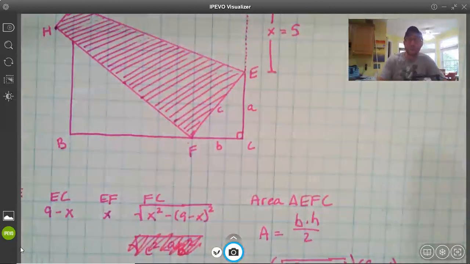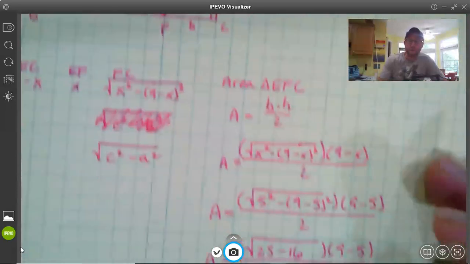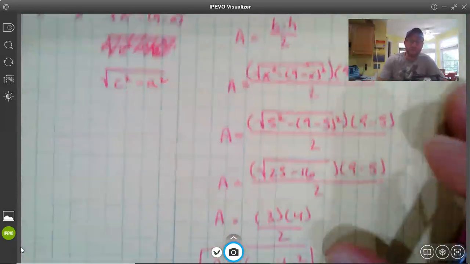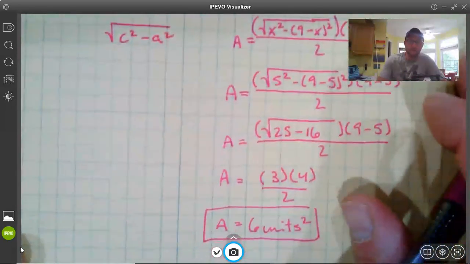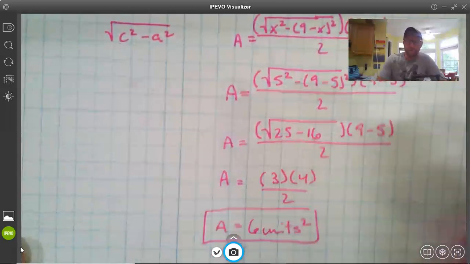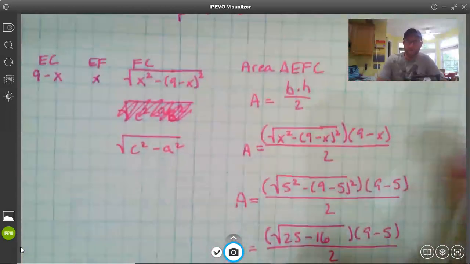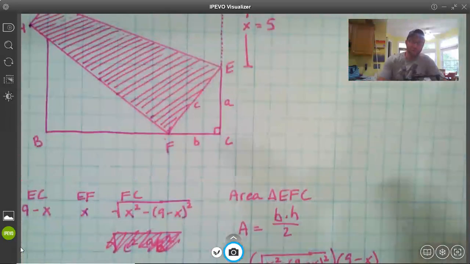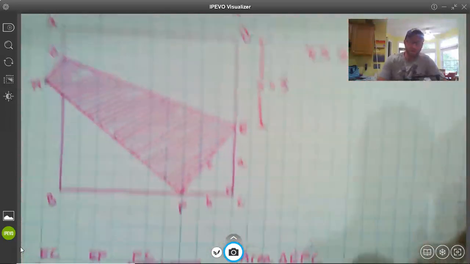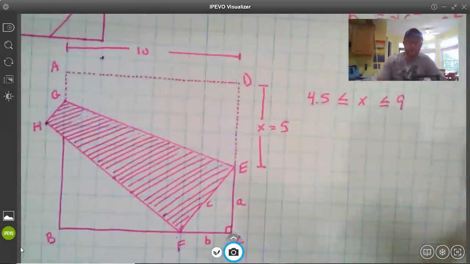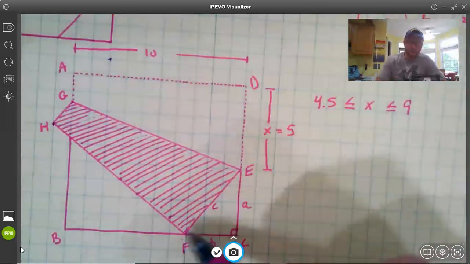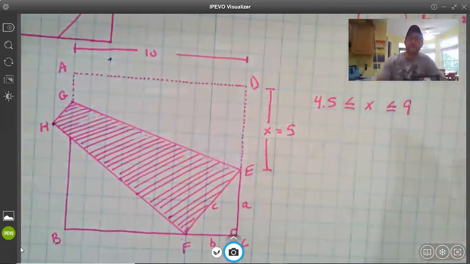Then we tested it out to find the area of this particular triangle right here, and we got 6 units squared, which is what we anticipated. So the big question then, and this is the more complicated one, is when is this triangle right here its maximum possible area? And we'll look into that in a separate video.